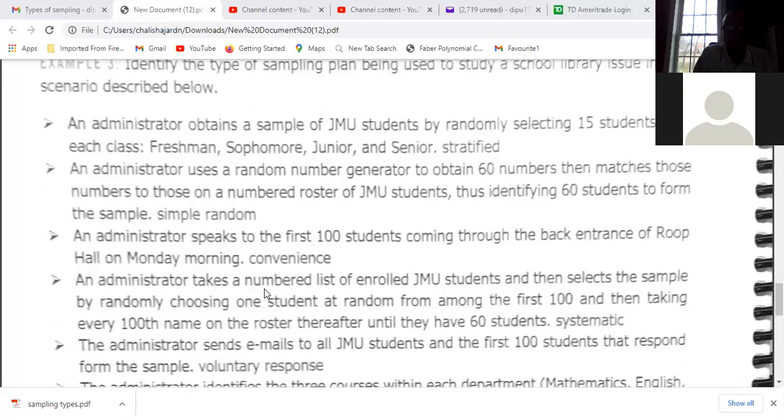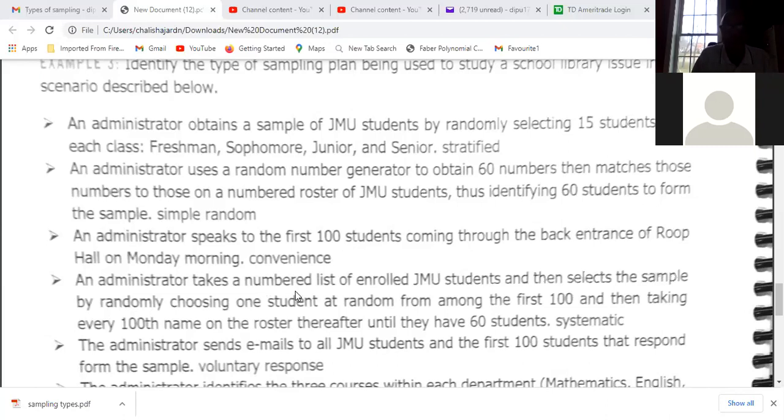Then the next one is the administrator speaks to the first 100 students coming through the back entrance of the hall. See, of those coming from the back entrance, he is going to speak to those 100. The 101st, he is not going to speak to. So that is called convenience sampling because now the administrator chooses the sample.